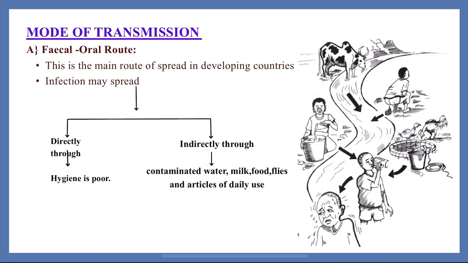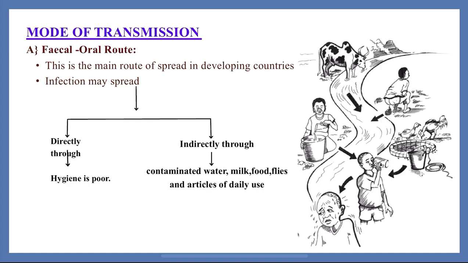Moving further to the mode of transmission. The mode of transmission includes the fecal-oral route and droplet infection. Let us begin with the fecal-oral route, which is the main route of spread in the developing countries. The infection may spread directly through contaminated fingers, where hygiene is poor. So it is very important that we wash our hands soon after using the restrooms, and before eating food. Children have to be educated to wash their hands and maintain hygiene.